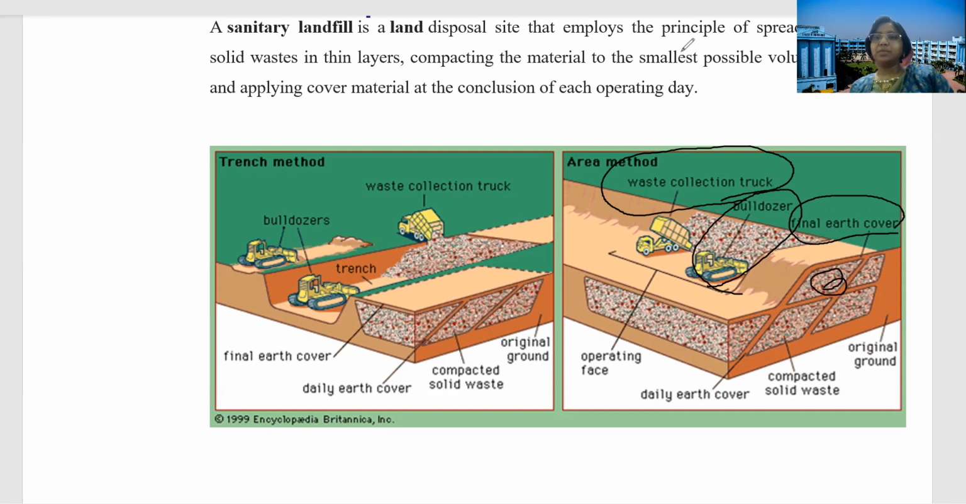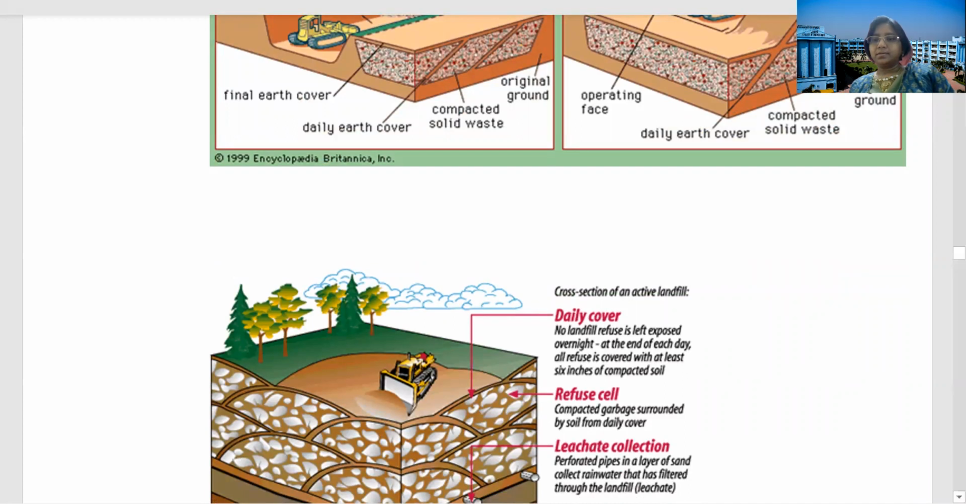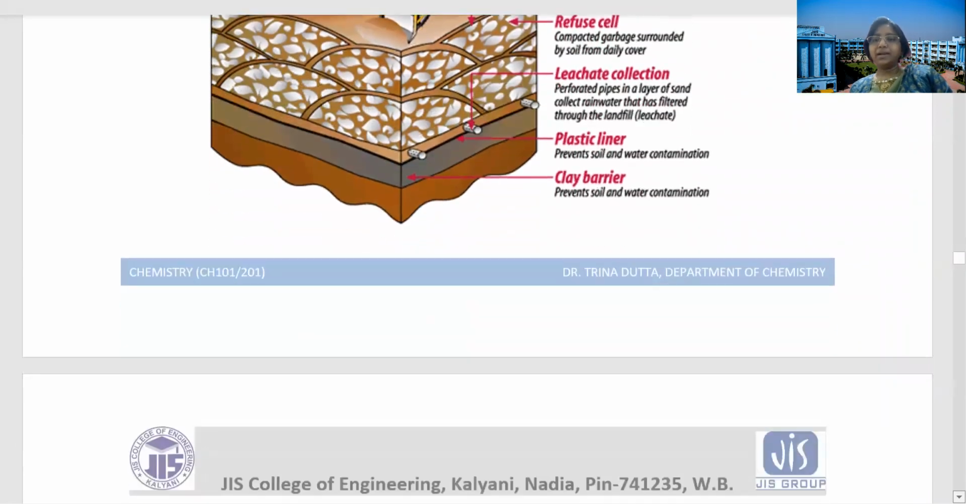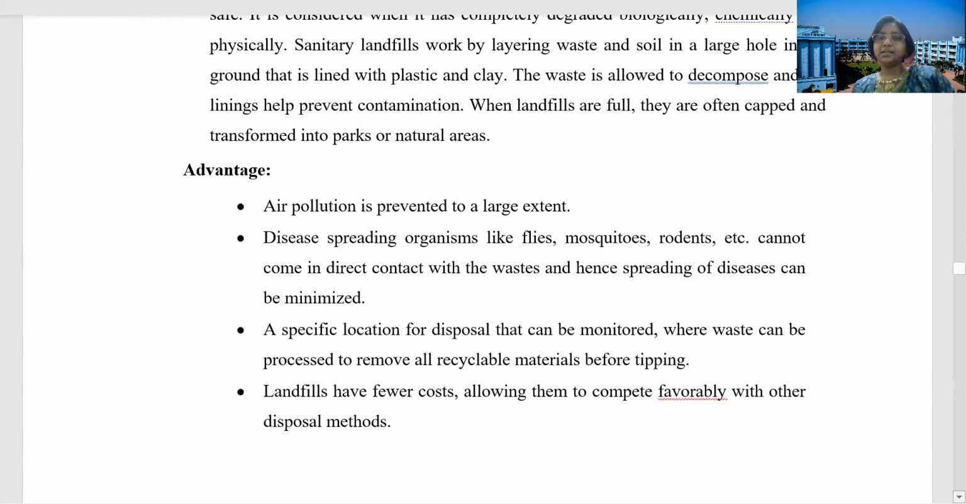So there is no chance of mosquitoes or flies. So what is the advantage and disadvantage of the sanitary landfill? Air pollution is prevented to a large extent. Disease spreading organisms like flies, mosquitoes, rodents, etc. cannot come in direct contact with the waste, and hence spreading of disease can be minimized. A specific location for disposal that can be monitored, where waste can be processed to remove all recyclable materials before tipping. Landfills have fewer costs, allowing them to compete favorably with other disposal methods.